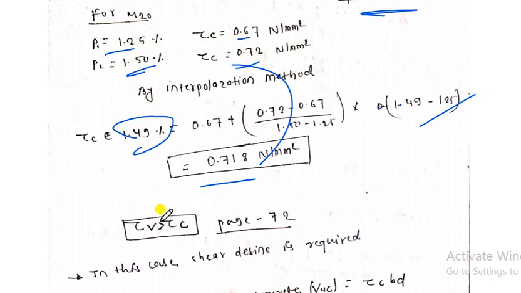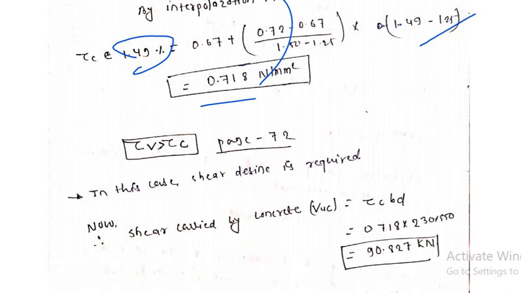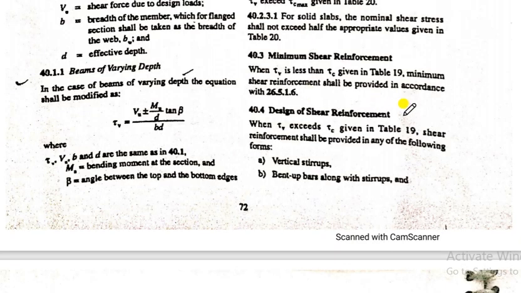So as tau v is greater than tau c, we have to adopt shear design. In this case, from page number 72 we can see these conditions. Let's see page number 72. Here we are on page number 72. It is said that when tau v exceeds tau c, and it has already exceeded in our numerical, then we have to provide either vertical stirrups or bent-up bars.